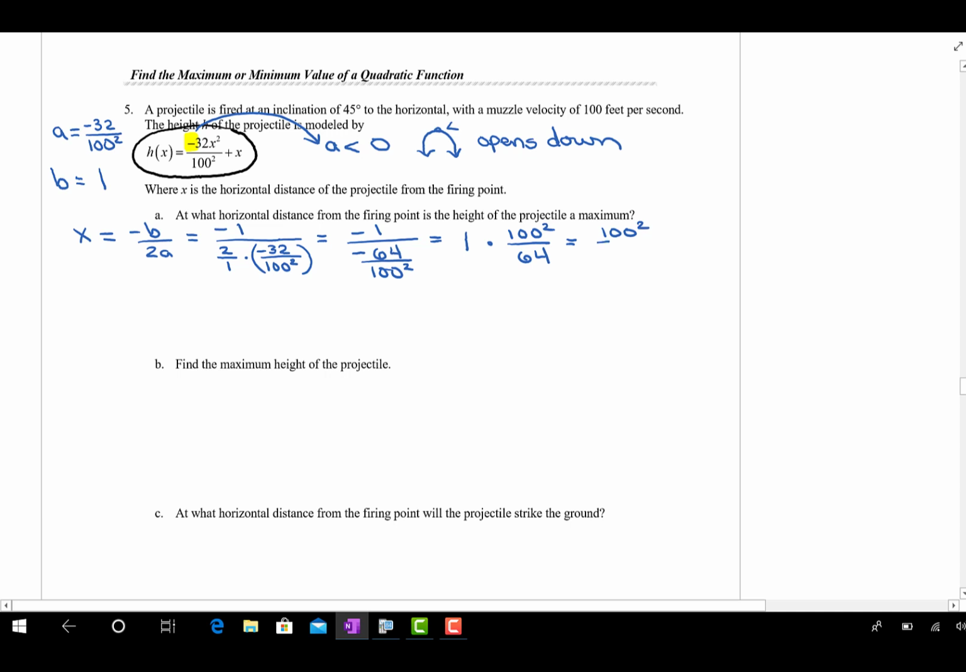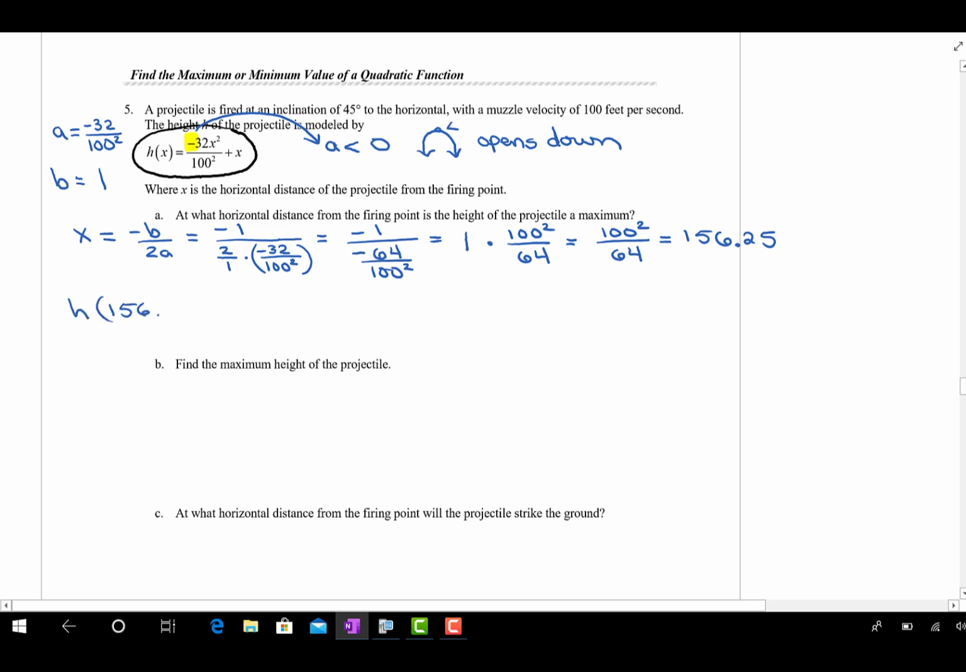Now, if I were to put this into the calculator, to see if I can get a nice decimal value for this, I could plug in 100 squared and then divide that by 64, and I get, just give me a second to come up with this answer. Here it is, 156.25.